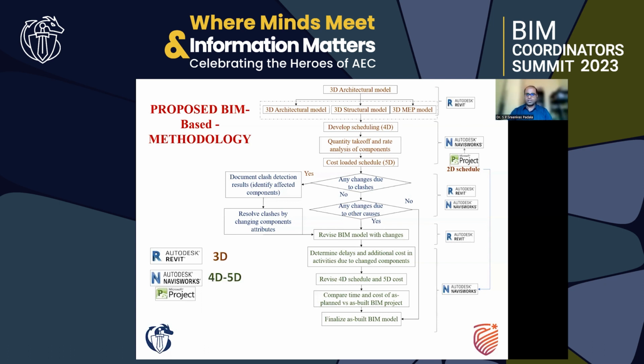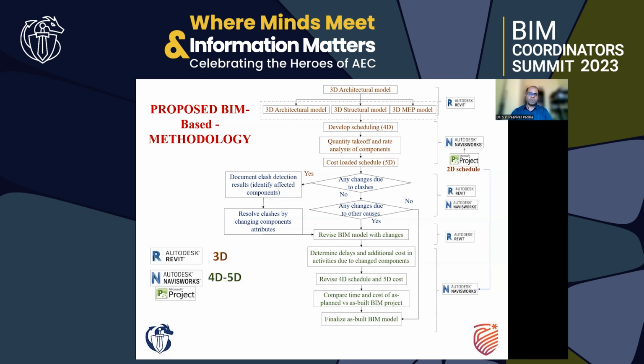So you can see the flow chart. I'll just brief it. I started with developing the 3D models of the architectural model, structural model, and MEP model. I went up to level 4 details. Very in-depth detailed modeling is done. Then I developed a 4D schedule. After that, I did quantity takeoff. Then finally I estimated the cost. So these are the planned model, you can say as planned model.